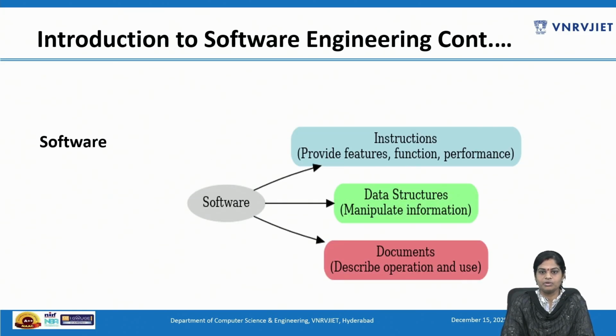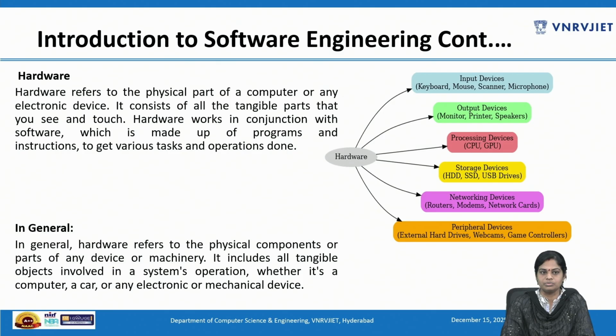The pictorial view of this diagram explains what I have explained till now. Software contains mainly three components: instructions that provide features, functions and performance; data structures, which manipulate information; and documents, which describe operation and use.